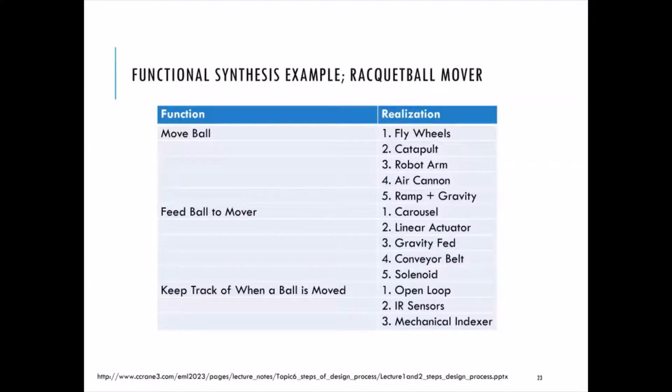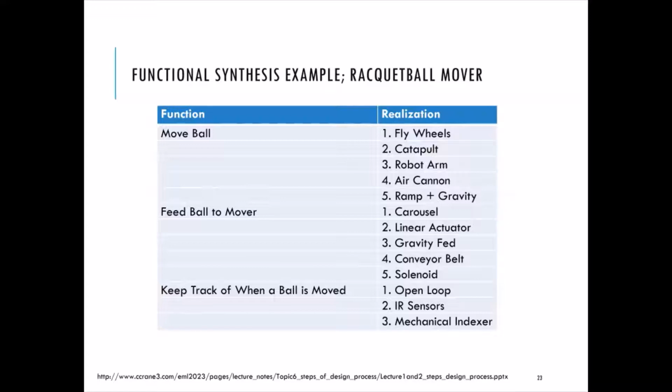One more way that you can come up with a solution to the problem is through functional synthesis. Essentially, the way this works is you break down what are all the functions of the device that it has to do, and then you look at different ways that you can address these different functions. So to give you an example, we knew that we had to be able to move the ball somehow. We had to be able to feed the ball to the mover, and we had to keep track of when the ball has been moved.